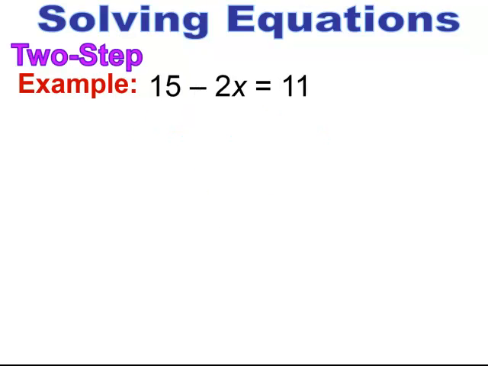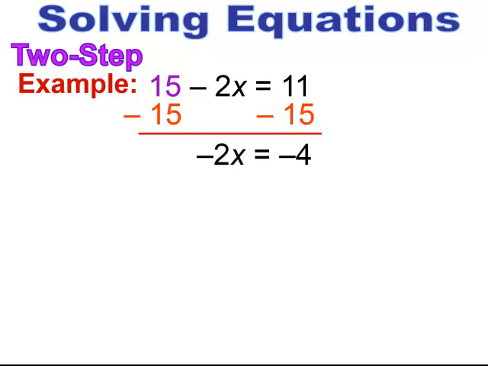Now this next example, be careful because I want to get rid of the positive 15 first. That minus is attached to the 2x. So when I solve for this, that minus will be attached to the 2. So be careful. The first thing we're going to do is move that 15 over to the other side of the equal sign. And because it's positive, I'm going to subtract. So I subtract 15 from both sides.